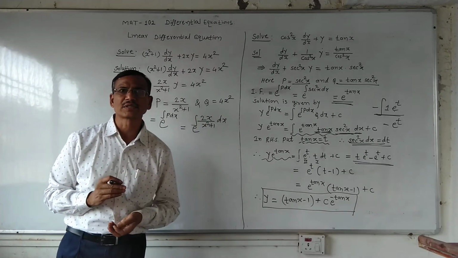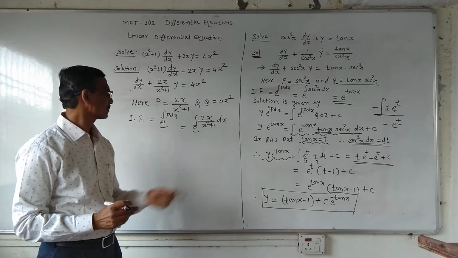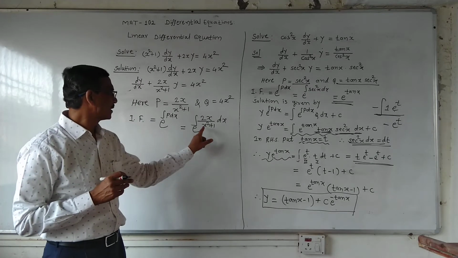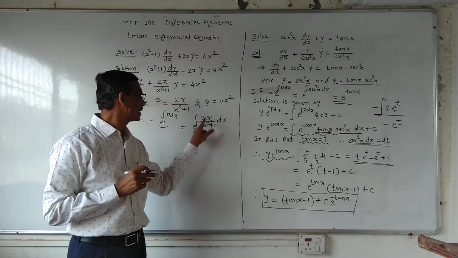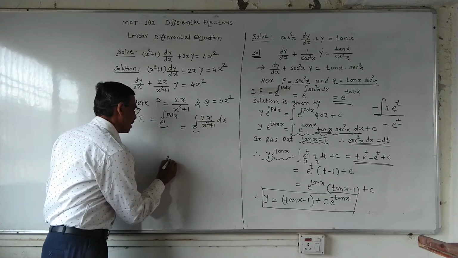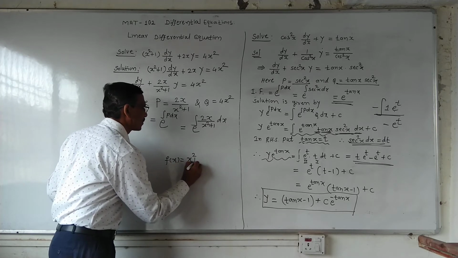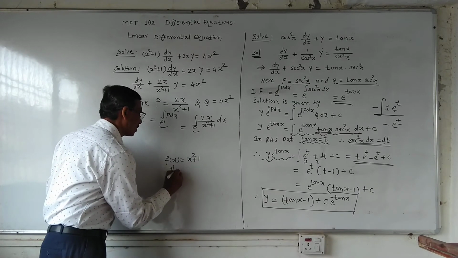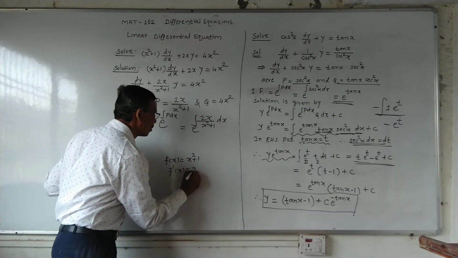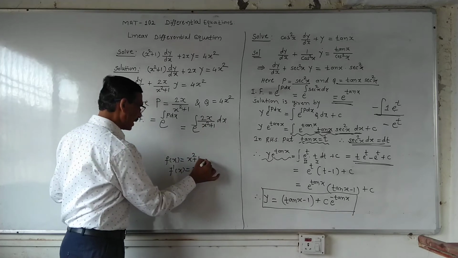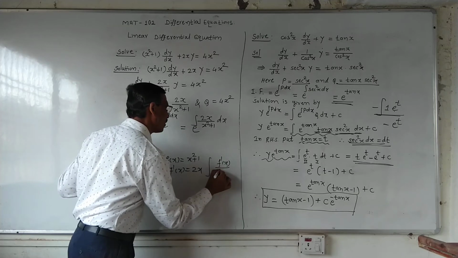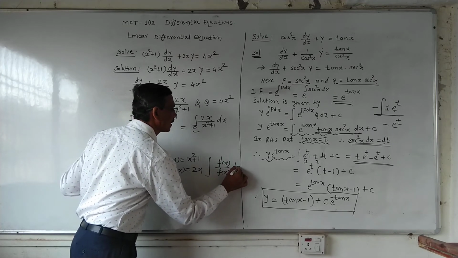How can it be evaluated? Which formula does it come under? The denominator is x square plus 1, and the numerator is 2x. What is the derivative of x square plus 1? The derivative of x square plus 1 is 2x. That means if we consider f of x equals x square plus 1, then f dash of x, the derivative of f of x, is 2x. That means this integral is of the form integration of f dash of x upon f of x dx.